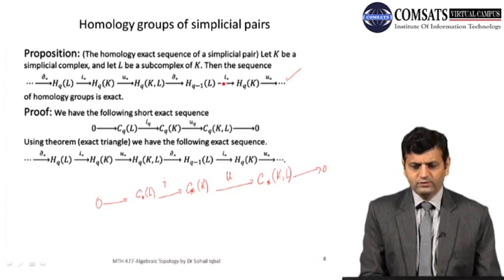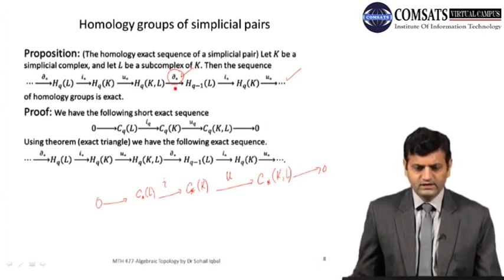And what about these maps? The proof is already done, because we have already shown that in homological algebra, if we have a short exact sequence, then we have this long sequence of homology groups. So what about these maps? Let's see if these maps are well defined, or how these maps look.